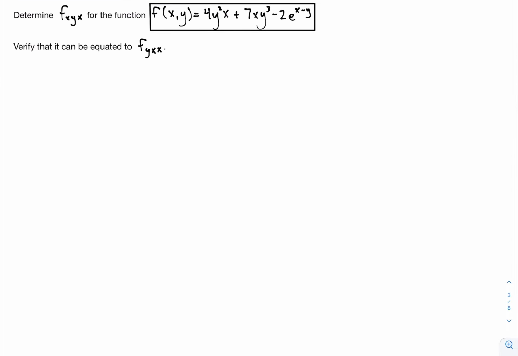Determine f sub xyx for the function f of x, y equals 4y squared x plus 7x y cubed minus 2e to the x minus y. Verify that it can be equated to f sub yxx.